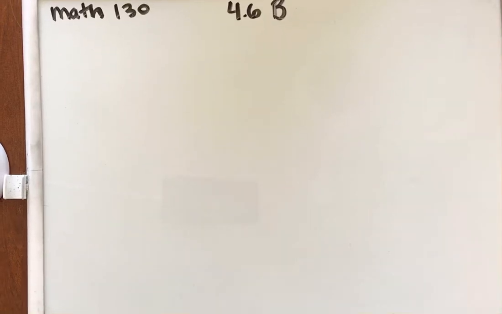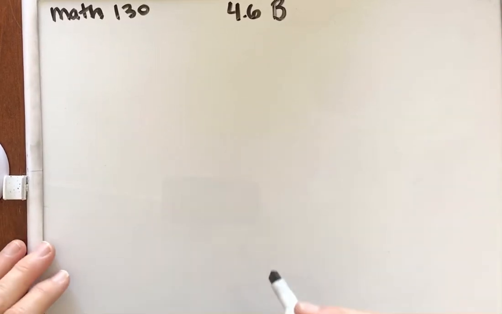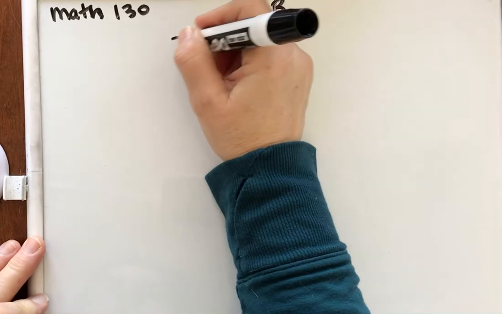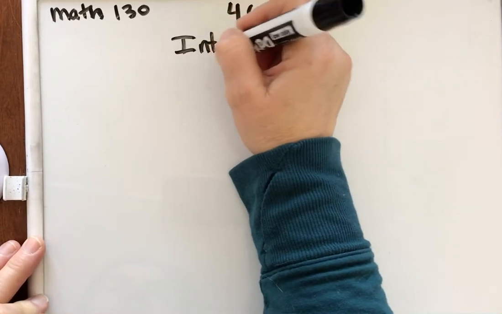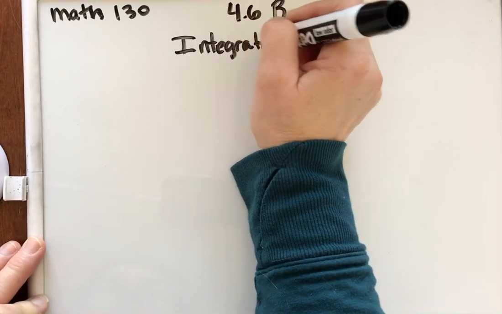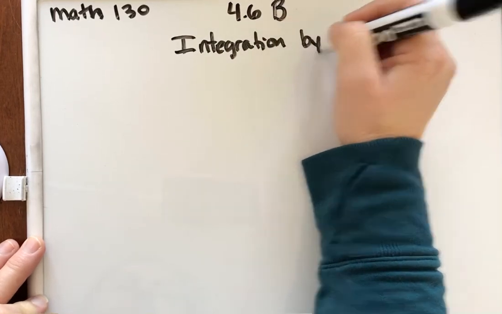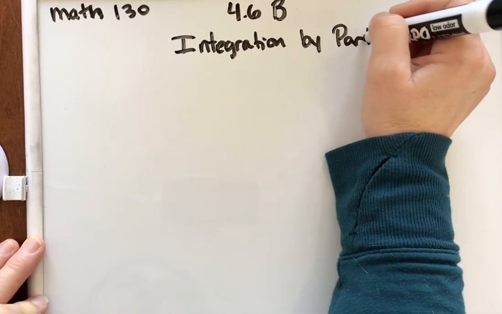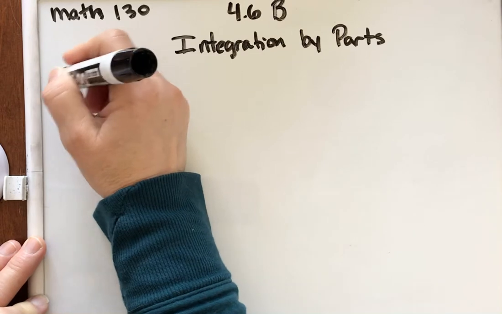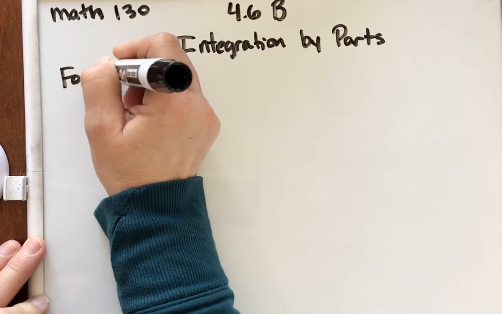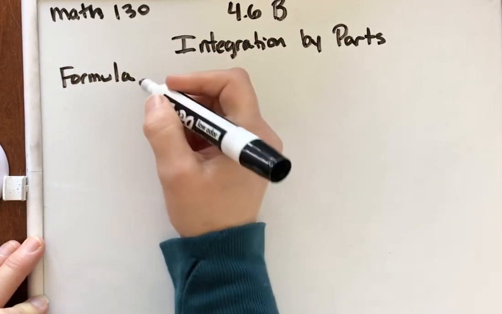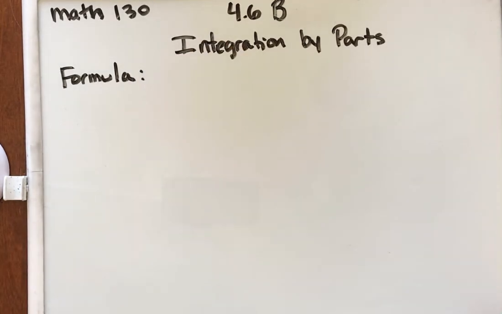Okay, so we're going to go into what we're learning now to take care of that problem. We have a new formula and it's for integration by parts. Integration by parts. Okay, so here's the formula. Now I know it's going to look a little bit foreign to you, and that's okay. As we do examples, it'll all make sense.